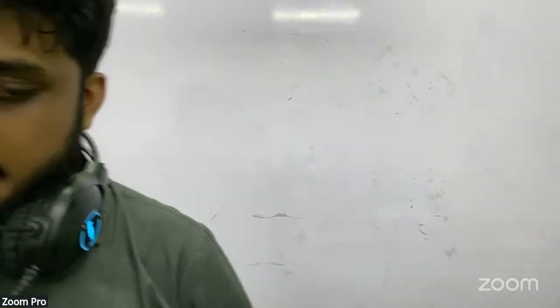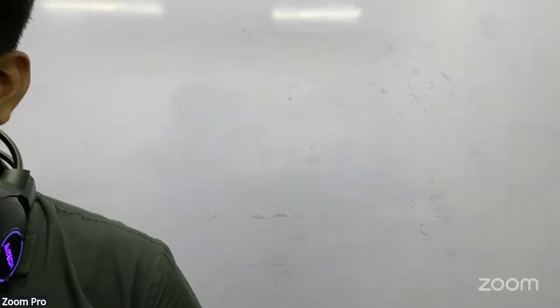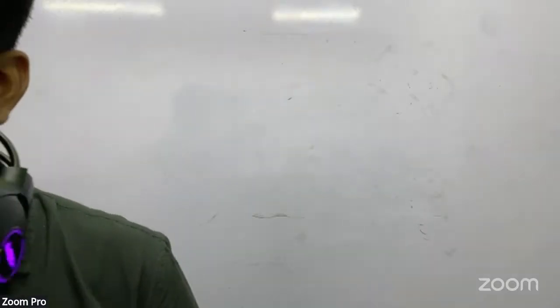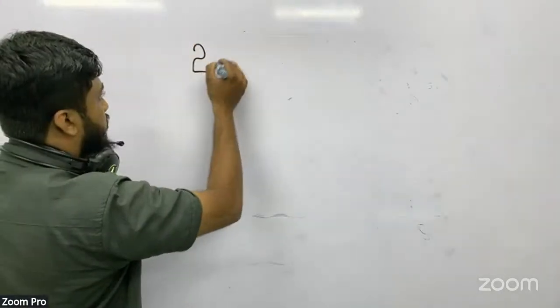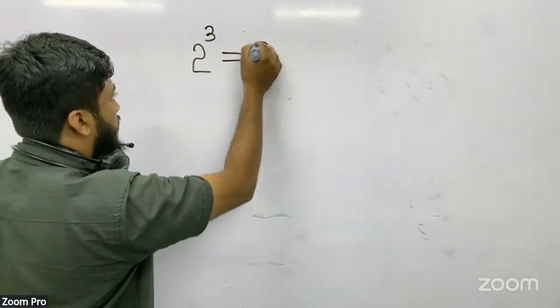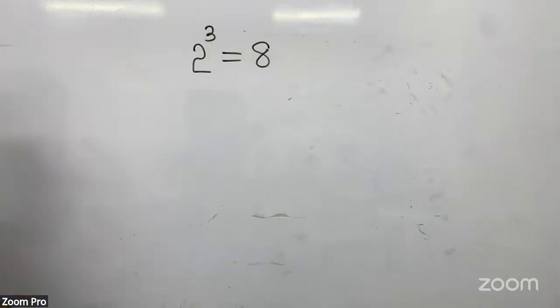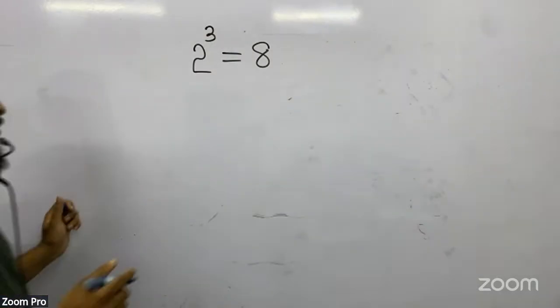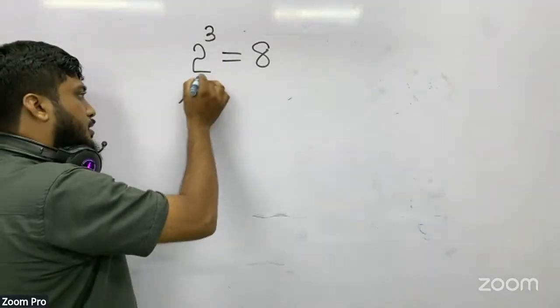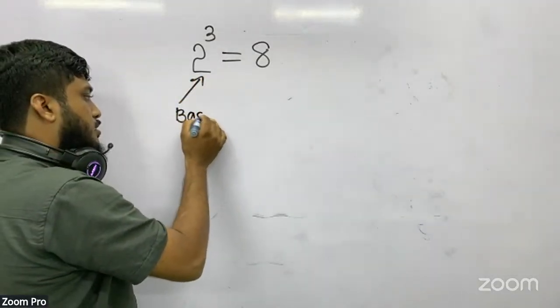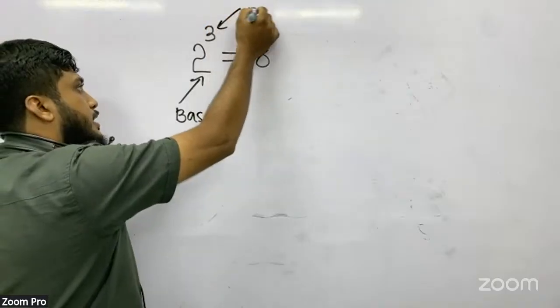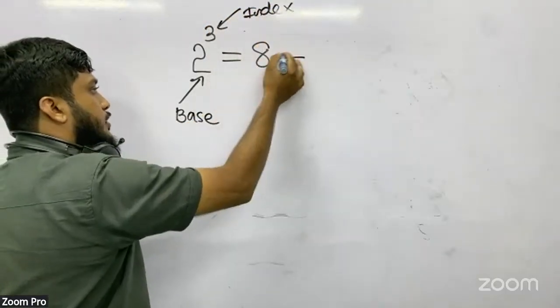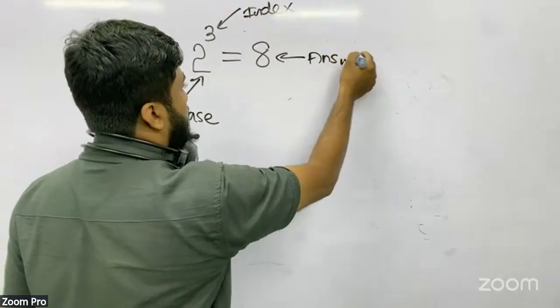First of all, we'll come to the lesson on indices and logarithms. In this lesson, if I write like this, listen carefully: 2 to the power 3 is equal to 8. Here, 2 is known as the base, 3 is known as the index, and 8 is known as the answer.